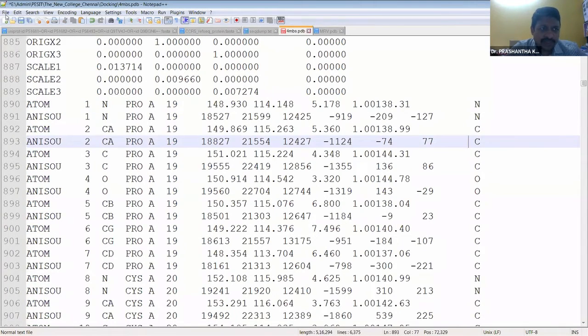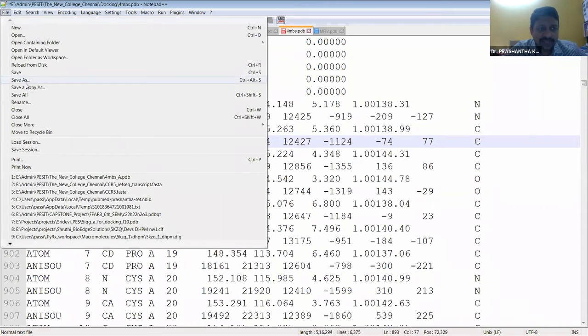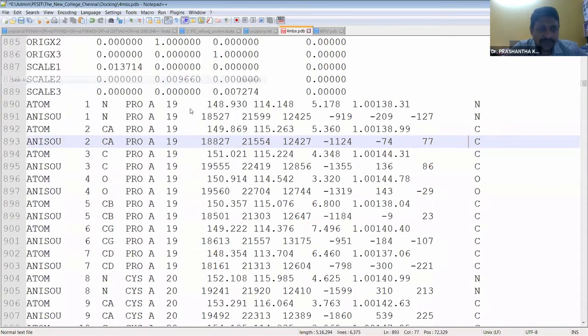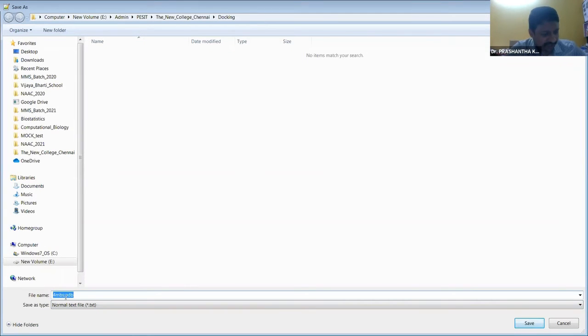Now this file you should save as something else. Don't save it as 4mbs, because we would then have the same file name as the PDB we downloaded. Now you make it like 4mbs_A. It is always recommended to have the file name as a single word. Don't give any space anywhere. So don't make it like 4mbs space A. Make it like _A, so that everything is connected. Then we won't get any errors when we execute.